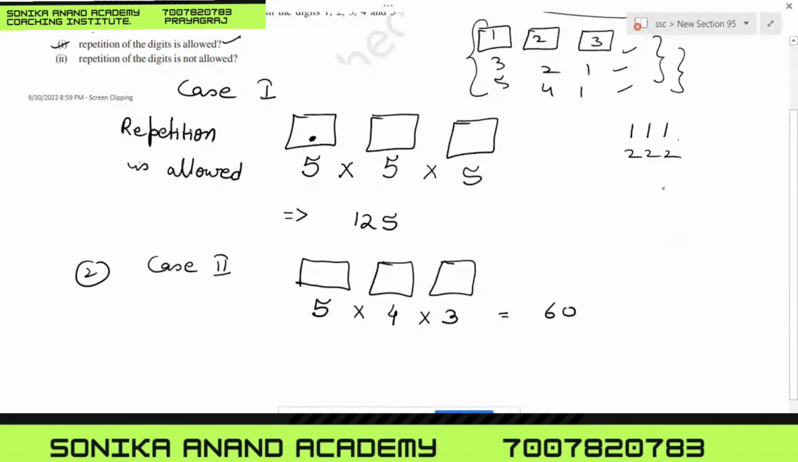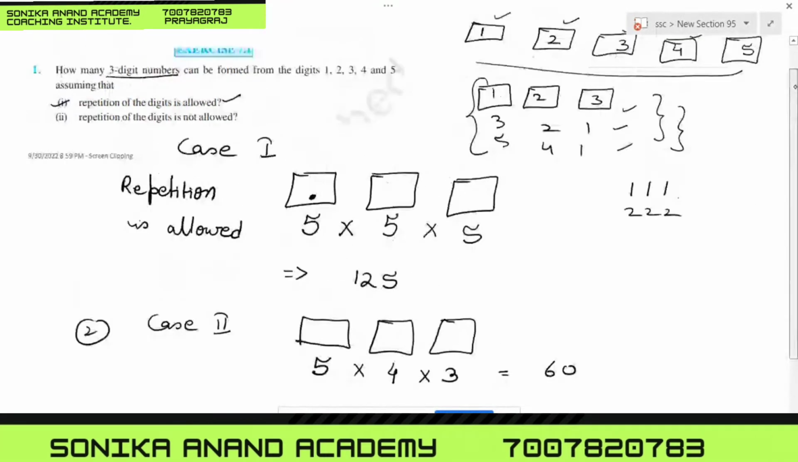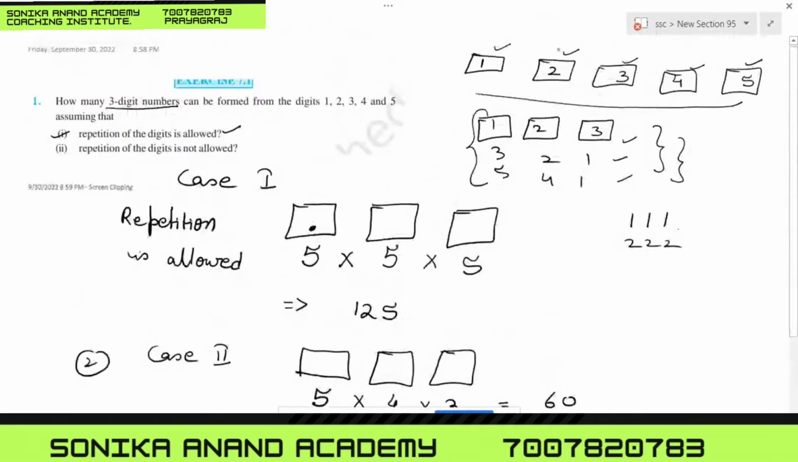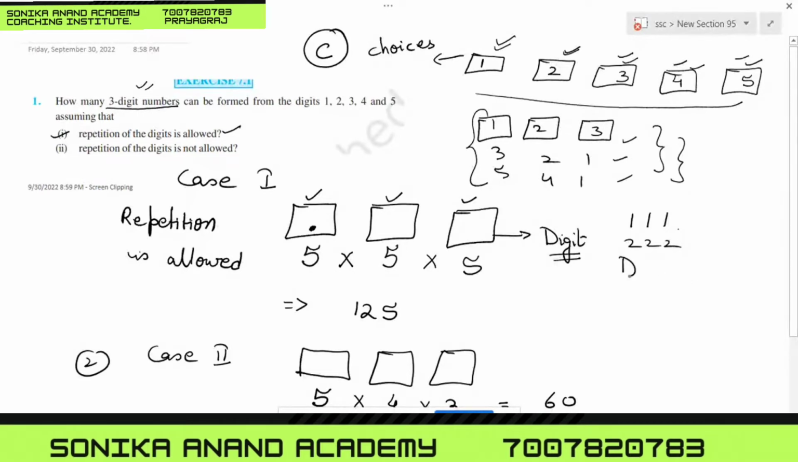Now one more method. If you understand, I will try to explain to you. These are the numbers which we have to fill, so I can write them as choices. For example, I just take it as a symbol, so I can write it as C. Now how many digits do we have to make? 3 digits. So I will take it as D for digit.